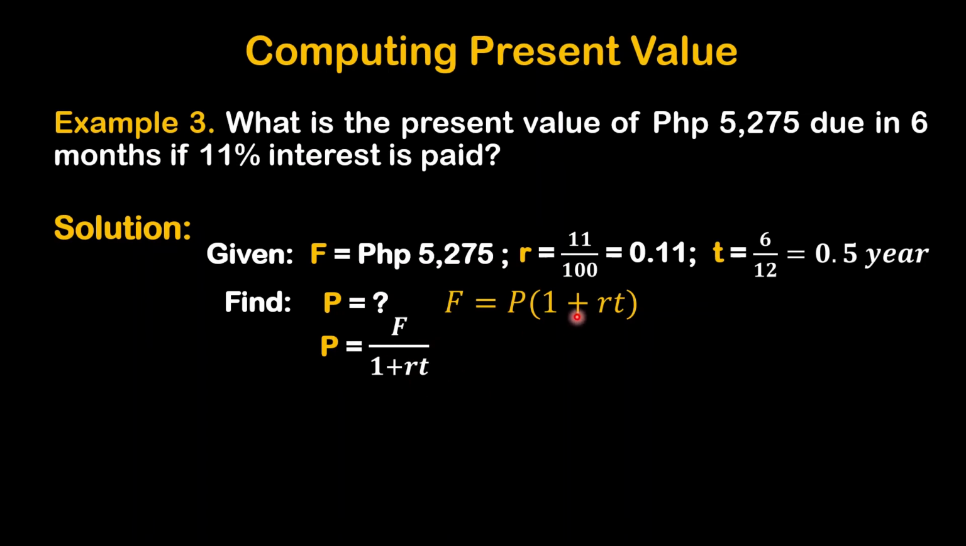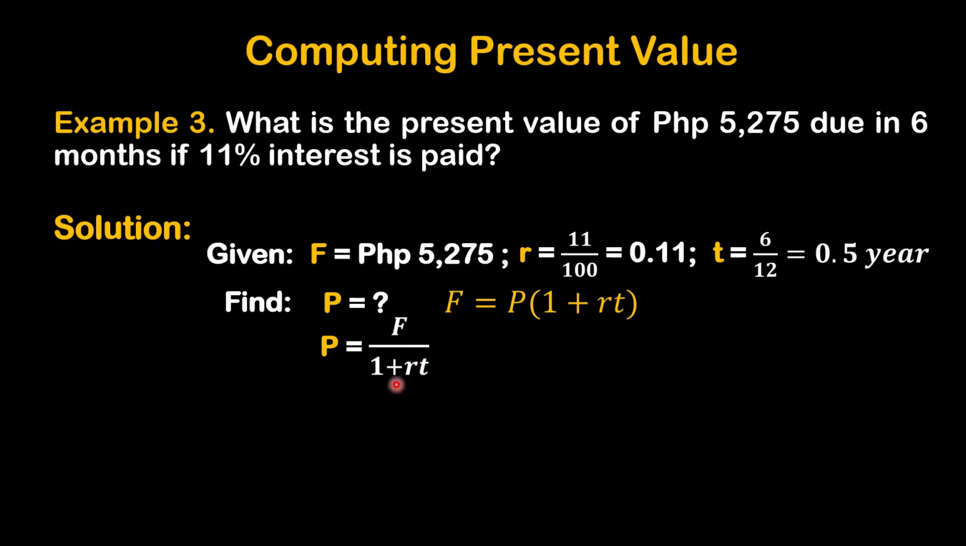How did we get that? Of course, what we did with the original formula, in case we forgot, is we just divide both sides by 1 plus RT and that will leave us with just P on the right side. Okay, so this is our result for the formula for the present value, which is P is equal to F over 1 plus RT. Okay? So now, our next step here, of course, is that we already have the formula to use for the present value. So our next step is, of course, to plug in our given values.